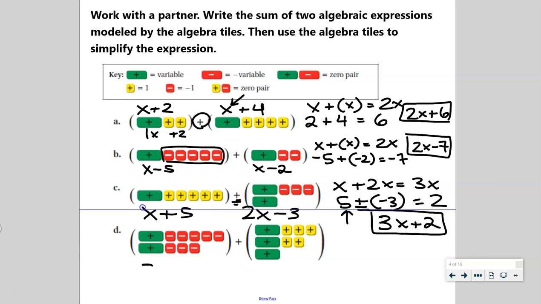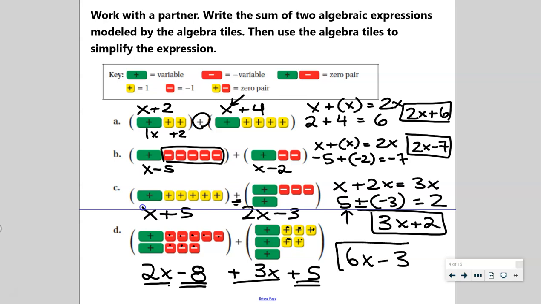The last one here, we have 2x, 1, 2, 3, 4, 5, 6, 7, 8, minus 8, right? And we're adding 3x plus 1, 2, 3, 4, 5, okay? So we have 2x and plus 3x right there. And so we end up with 2x plus 3x is 6x, negative 8, and positive 5 would give us 3 negatives left over, so 6x minus 3.